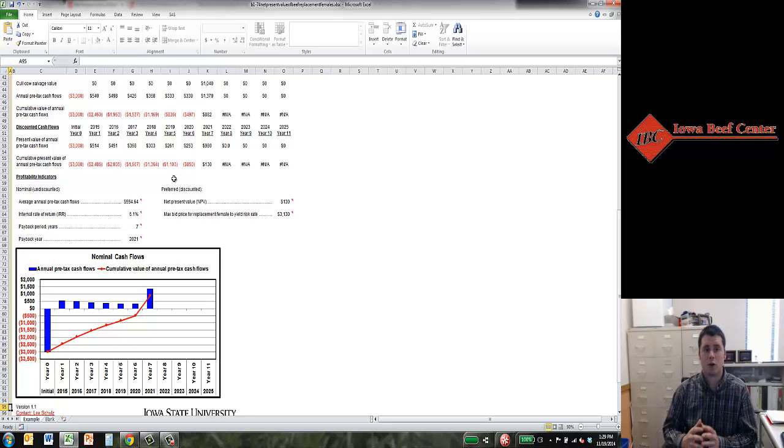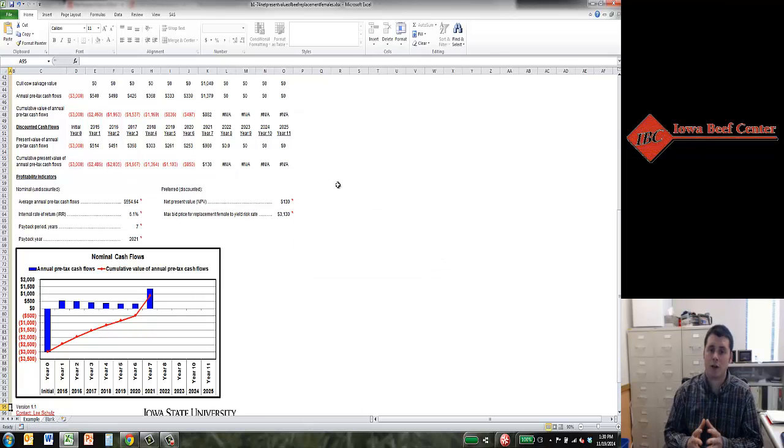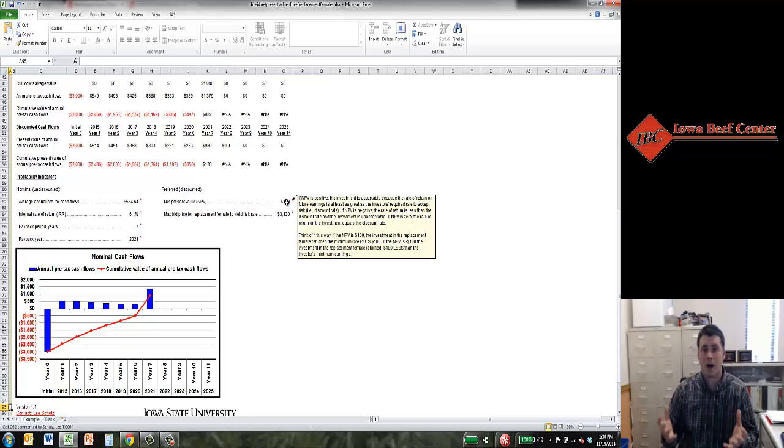And then very important is to look at the discounted indicators, because we know that a dollar is worth more today than it is into the future. So it's important to discount these cash flows as we look at this investment. So we look at the net present value here of $130 from this investment. Important is that this net present value is positive. If this net present value would be zero, that would show that there's no net present value from this investment of these replacement females.